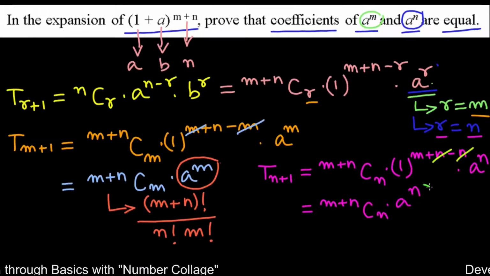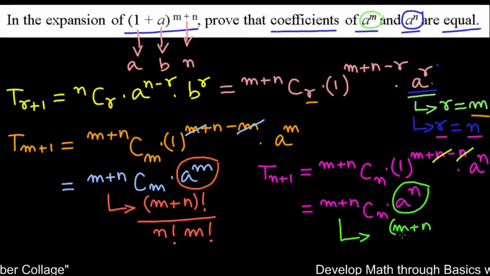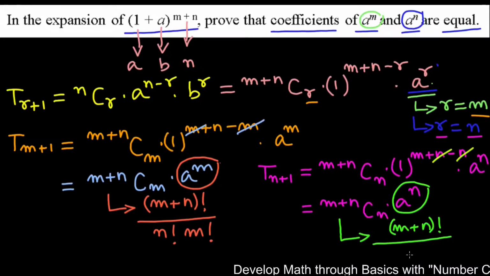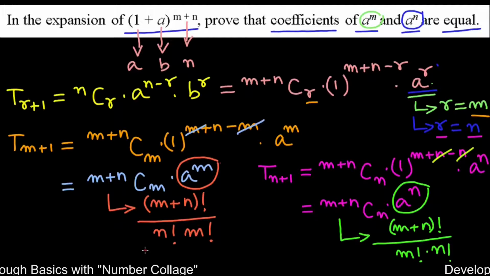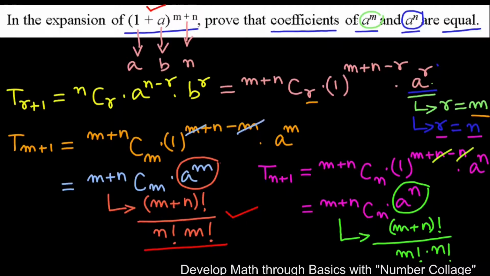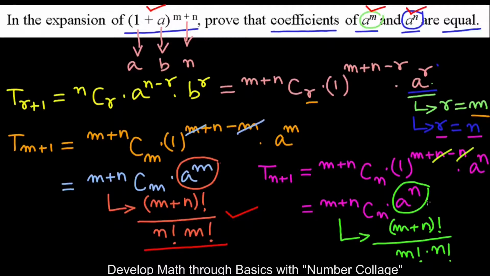Now the coefficient of a raised to n here is m plus n factorial upon m plus n minus n, that is m factorial, into this n factorial, which is the same as the coefficient of a raised to m. Therefore, in the expansion of (1 plus a) raised to m plus n, the coefficients of a raised to m and a raised to n are equal.